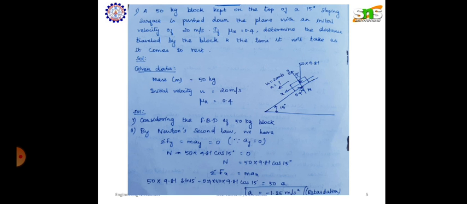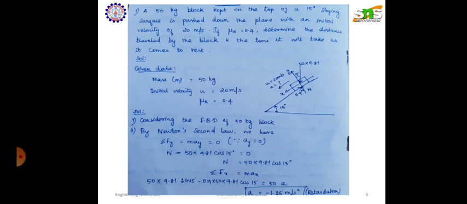Sigma Fx is equal to m ax. The sigma Fx equation is 50 into 9.81 sin 15 minus 0.4 into 50 into 9.81 cos 15 is equal to 50a. We will get the a value as minus 1.25 meter per second square. The negative sign indicates that it is retardation, or deceleration. We have to take it as retardation.